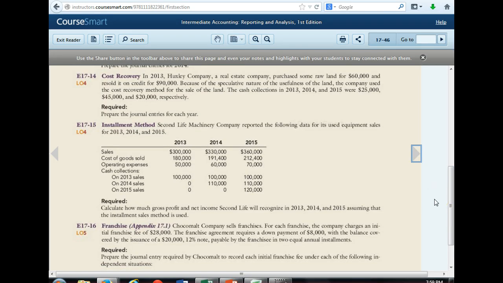Second Life Machinery Company reports the following data for its used equipment sales for 2013, 2014, and 2015. Calculate how much gross profit and net income Second Life will recognize in each year, assuming the installment sale method is used. Let's do this one, and then I want to do another percent of completion, okay? So calculate how much gross profit and net income they're going to recognize in each period.